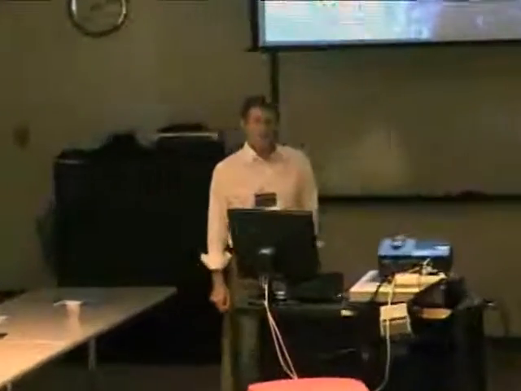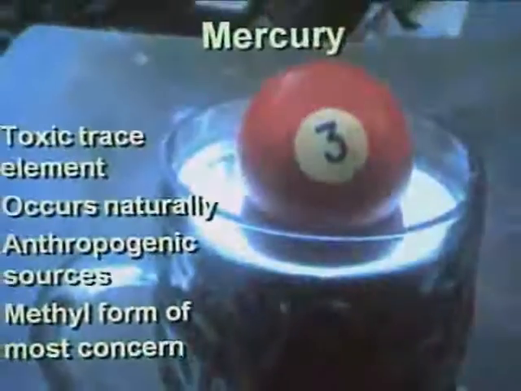Mercury is a very interesting element. It's one of the toxic elements. It occurs naturally, and we have anthropogenic sources of it also. We're mostly concerned with methyl mercury. That's what you hear about most often because that bioaccumulates in biological systems.